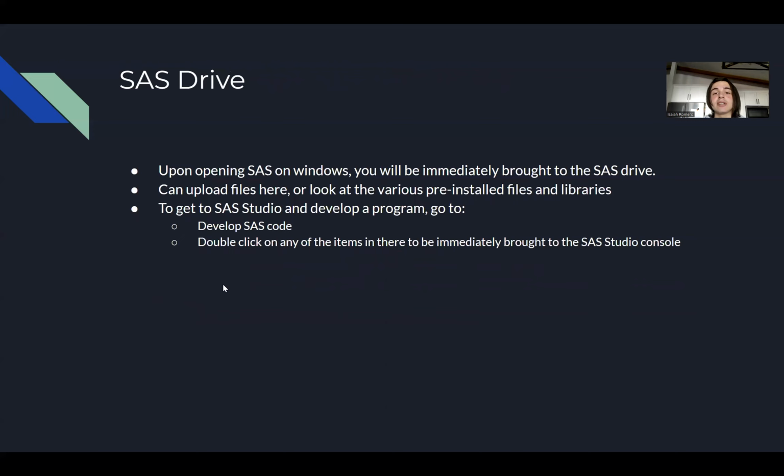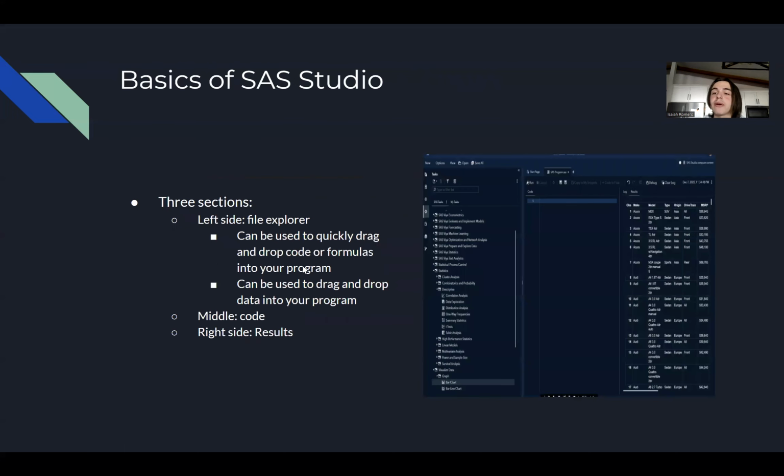So upon opening SAS on Windows, you'll be immediately brought to the SAS drive. Here you can upload files, look at all the various pre-installed files. To actually get into SAS Studio, you have to go to the Develop SAS Code tab and just double click on any of the items there, and you'll immediately be brought into the SAS Studio console.